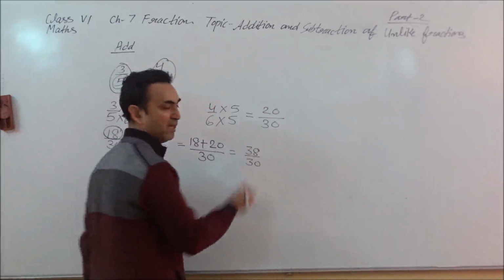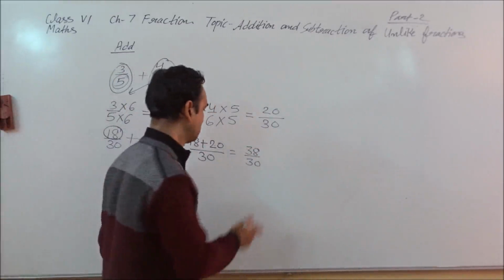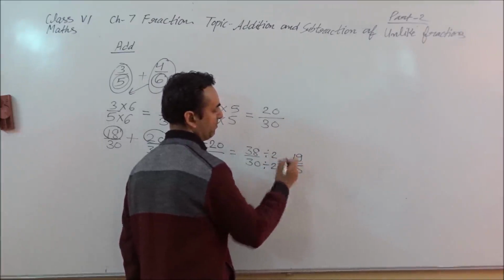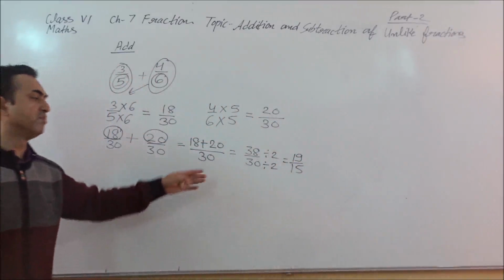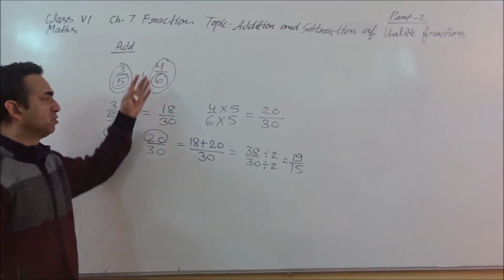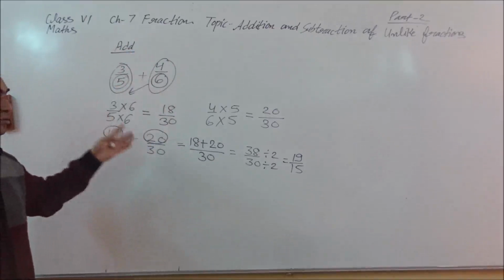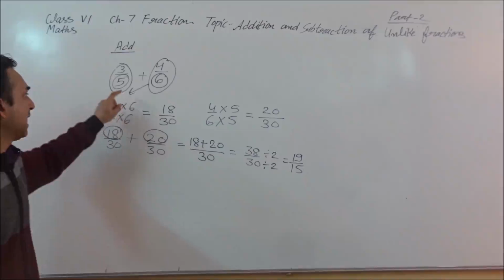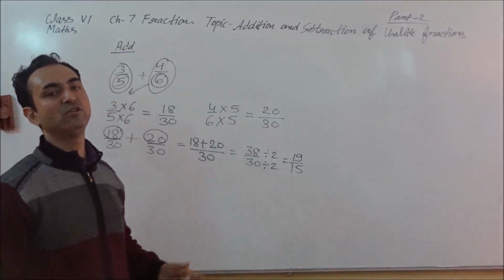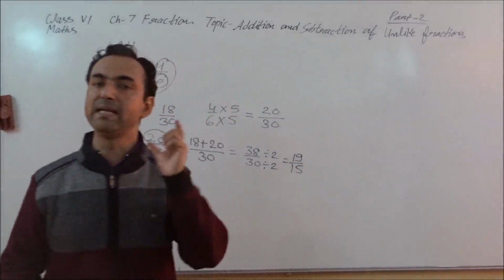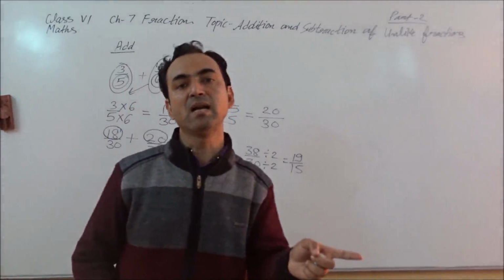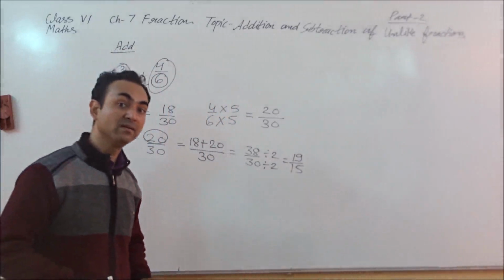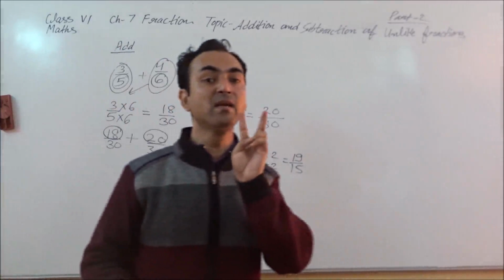So 38 upon 30, what is the common factor? It is 2. So we divide the fraction by 2, 19 upon 15. So 19 upon 15 is the simplified form of the answer. So in this method you have understood how to add unlike fractions. The main concept is that you have to change unlike fractions into like fractions, and multiply the fraction with each other's denominator. But this concept can be applied when you have to add only two fractions.